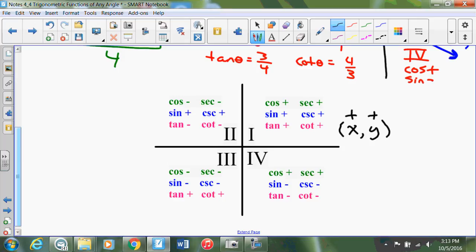So all of these came from just thinking about plotting a point in each of the quadrants. If I plot a point in the second quadrant, my x is going to be negative and my y is going to be positive. So that's why the cosine's negative and the sine's positive, and the other trig functions are as they are. Same thing here. If I'm going to plot a point in the third quadrant, my x will be negative, my y will be negative, and that gives me my trig functions. And then if I was going to plot a point in my fourth quadrant.